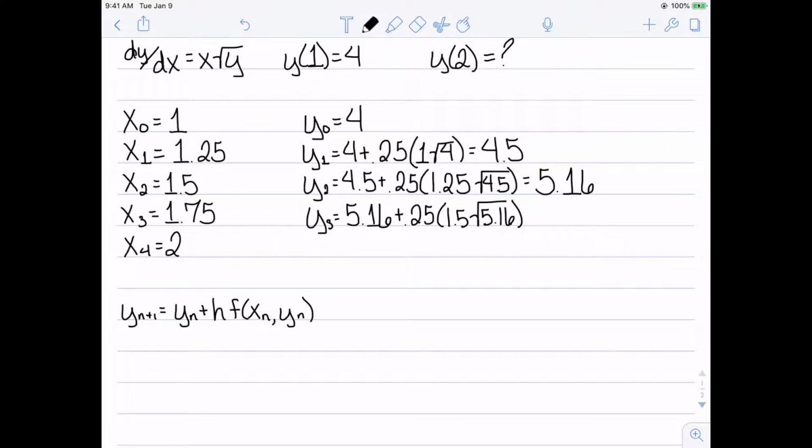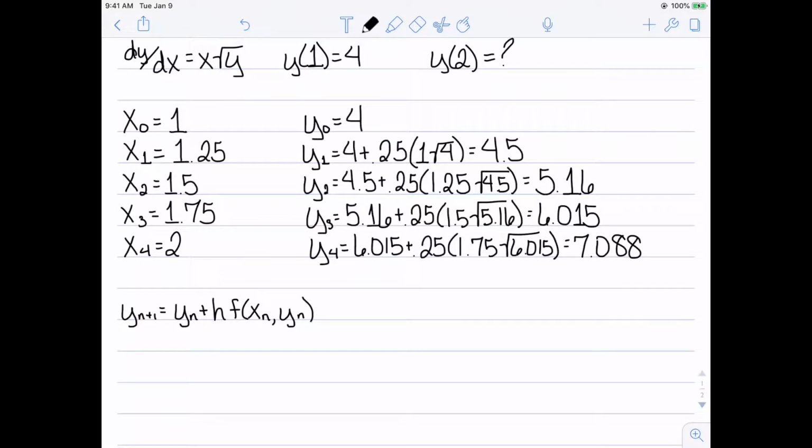So we would have y2, 5.16, plus h, which is 0.25, times x2 square root y2. So 1.5 times the square root of 5.16, which is approximately 6.015. Doing this process one last time, we have y3, 6.015, plus h, which is 0.25, and then I need to multiply that by x3 square root y3, which gives me an approximation of 7.088.